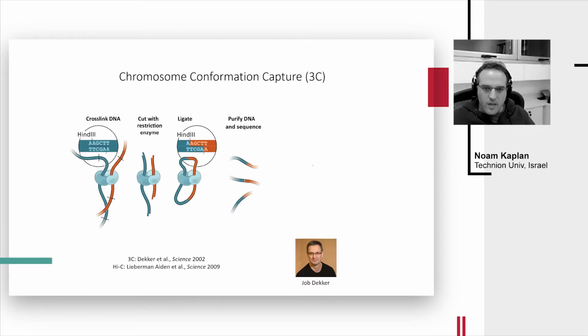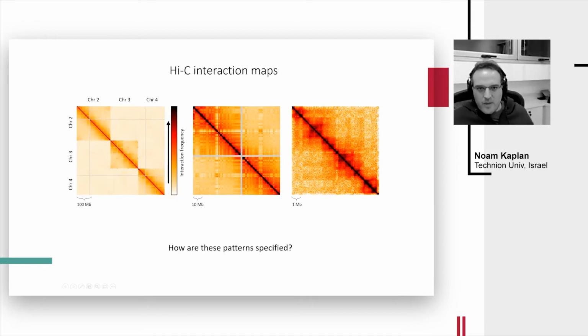The data we are going to discuss is 3C data and all its derivatives, mainly Hi-C. Of course, you heard about this set of techniques, so I don't need to say much about it. Generally, when you do Hi-C, you get these interaction maps, where for every pair of loci you have an amount of interactions, an approximation of in how many cells you see every two loci interacting. If you look at different scales, you see different patterns, and we want to understand how these patterns are specified.